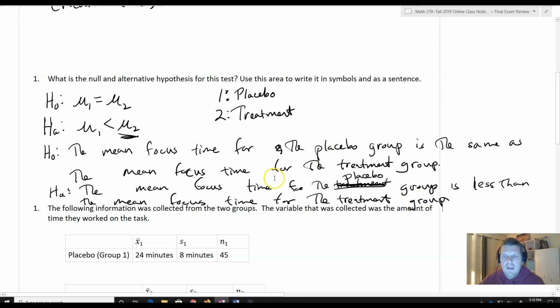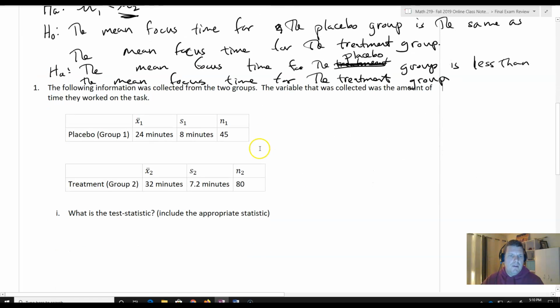Okay? Cool. So what we're asking is, if we reject the null hypothesis, we're actually saying that one group, in this case the treatment group, spent longer on the task than the placebo group. So when we look at the result of our test, that's what we're asking, right? Did they spend longer? And if they spent longer, that might tell me that the drug actually worked. It increased focus time.